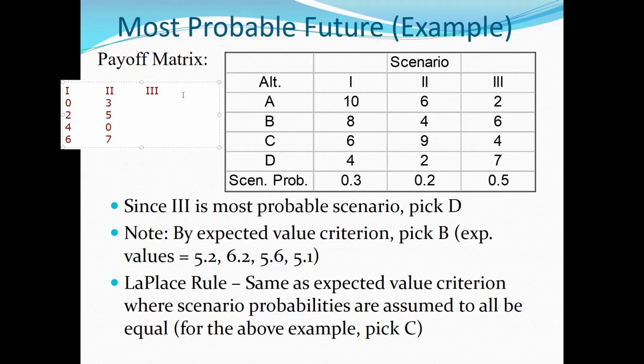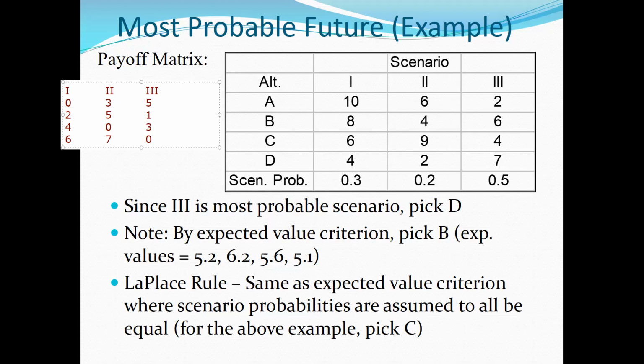Same thing I could do for scenario 3. If scenario 3 happened, and I picked alternative A, what is my regret in that scenario? My regret is 5. That's correct. Because if I picked alternative D, I would not have any regret because I would be making the most payoff of that scenario. But if I picked C, I'll have a regret of 1.